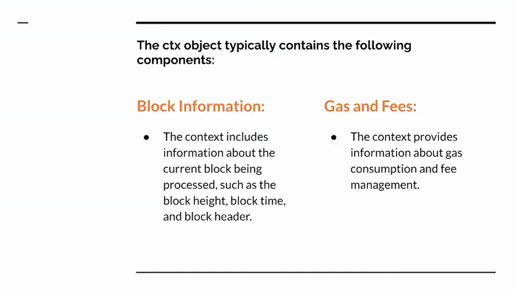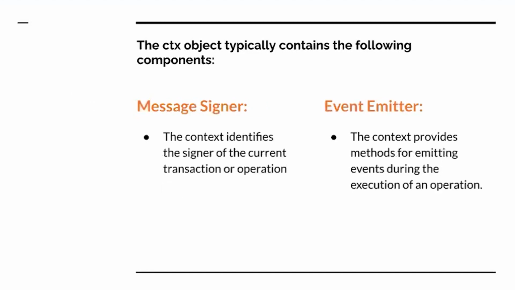Next is gas and fees. The context provides information about gas computation and fee management. It includes a gas meter, which tracks the gas consumed during the execution of the transaction within the operation. The context also includes methods to deduct gas from the meter and handle transaction fees. So all these things are handled by context.